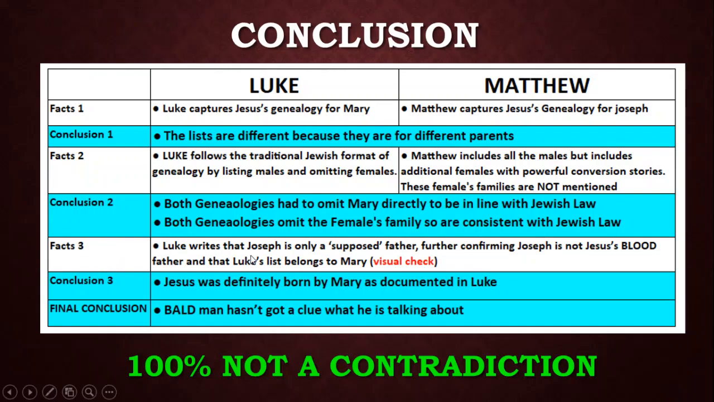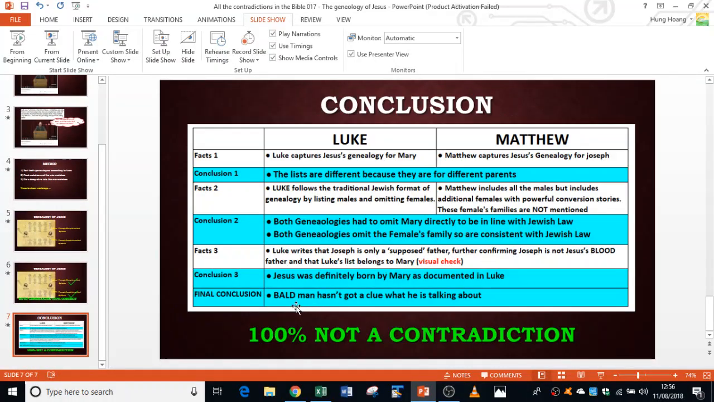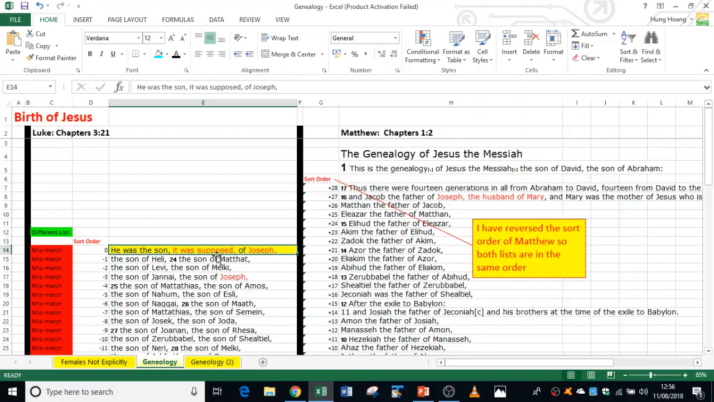Luke writes that Joseph is only a supposed father, further confirming Joseph is not Jesus' blood father, and that Luke's list belongs to Mary. Let's do a visual check on that. Is that really the case? Look, it says here, Jesus Christ, supposed son of Joseph. What does supposed mean? Not real, yeah? I was supposed to go to the shop, but I didn't go to the shop, yeah. I suppose he's not. He's a caretaker father, and that's confirmed by the virgin birth, yeah.